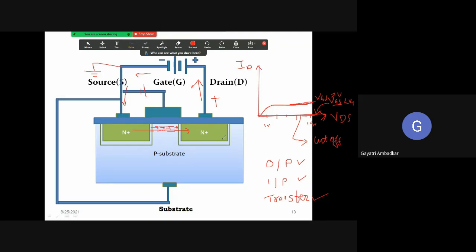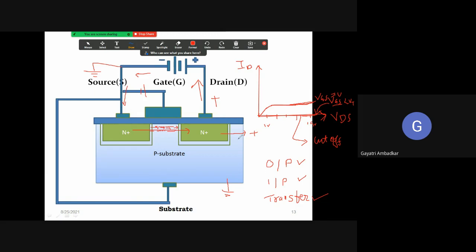I have applied positive voltage here, and substrate and source are combined. Source is at ground, right? Can you see? Substrate and source, they are grounded here. So this P substrate has ground potential, and this N region is positive. Whereas the positive voltage experienced by this region is very less because I have grounded. This is negative and it is grounded here.